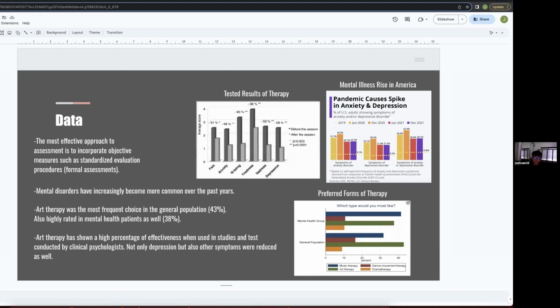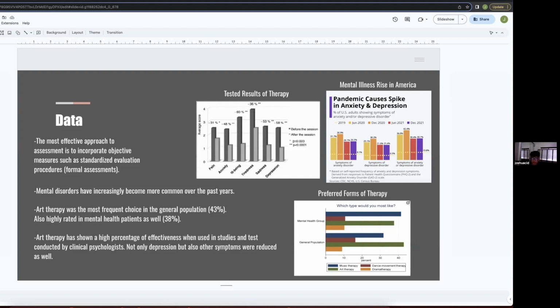All right, some data that was collected from the research conducted can be seen here. All of this data was collected with the most effective and basically only approach to assess this topic, which was to incorporate objective measures such as standardized evaluation or formal assessments. Now, looking over to the top right, mental disorders have actually been on a rise since the pandemic, mainly due to the lack of physical interaction. As we all know, people were limited to face-to-face talk due to the fear of the COVID-19 disease, causing depression for people who ultimately miss their family or friends.